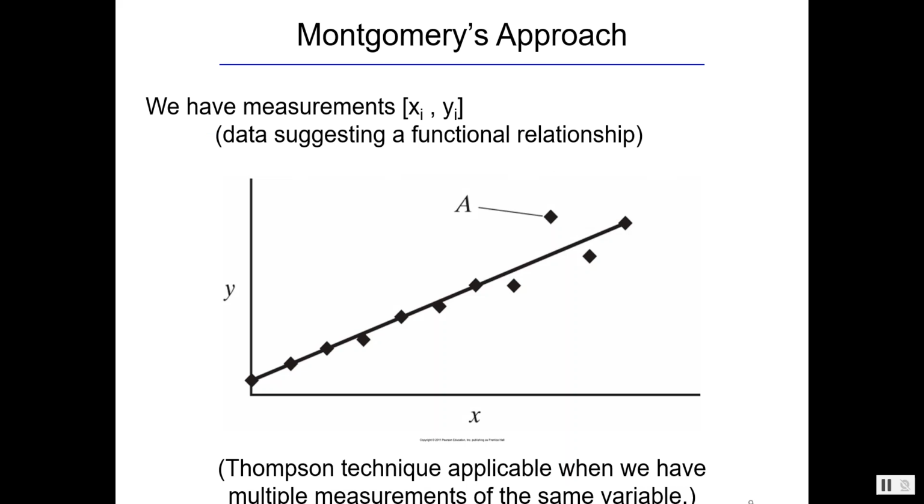Now for Montgomery's approach. This one is different in that you have a functional relationship between your xi and your yi. Where Thompson was just measuring the same value over and over, here you're getting a change in y with a change in x. Note here we're getting a clue that point A is the one that we're going to be considering whether or not we can eliminate. To find out how we do that, the next few slides will show that.